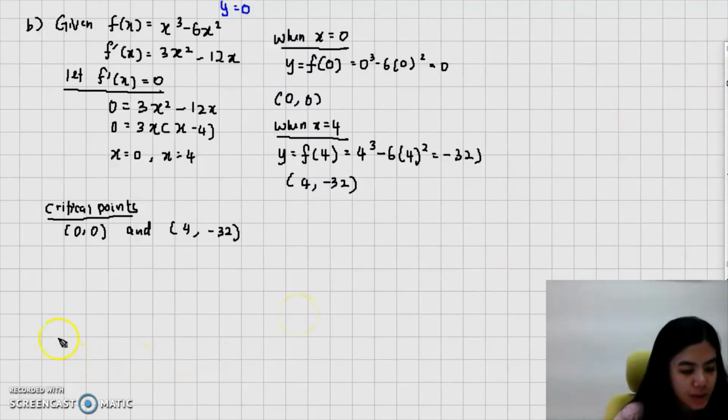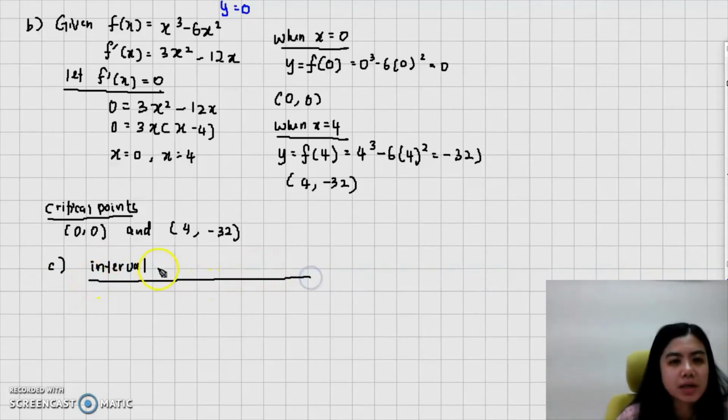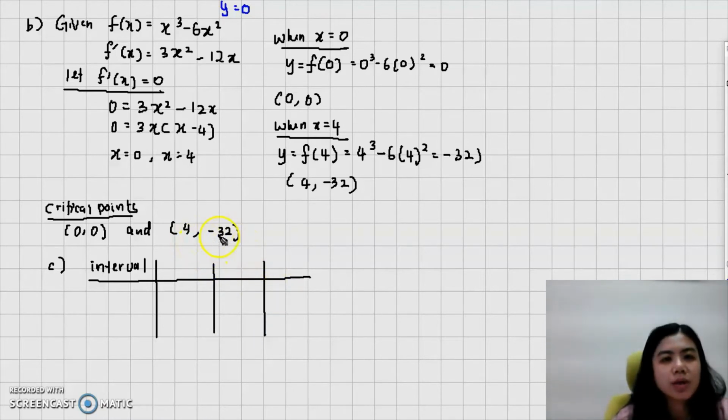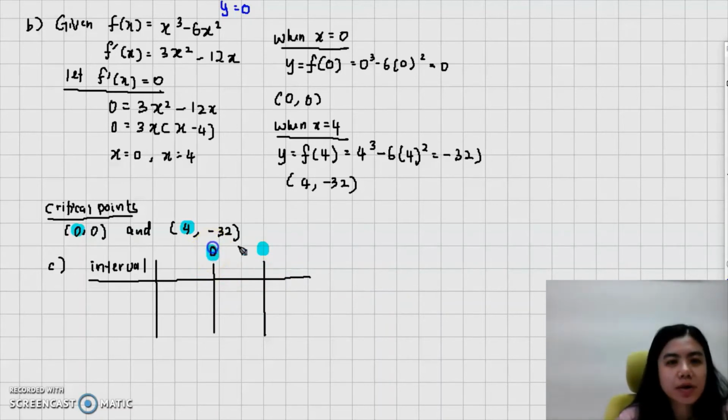So this is part C, right? Now, you need to form an interval table. That interval table is basically using the values that are coming from the critical points. So what you have here is the value of 0, you can put it here, and you have the value of 4 here. We follow the real number line. So 0 comes first, so we have 0 here, and we have 4 here. We just use the x from the critical points.